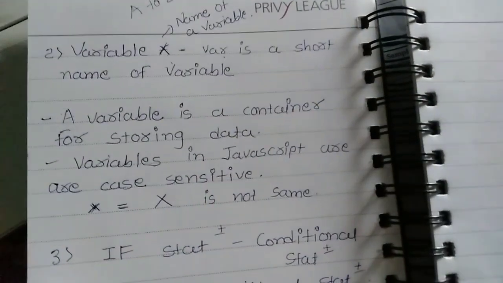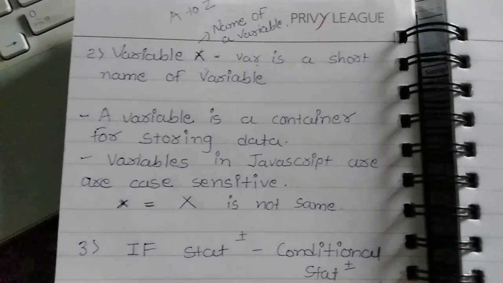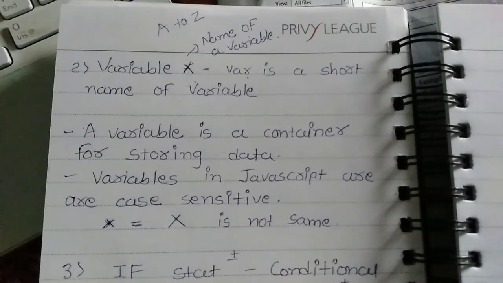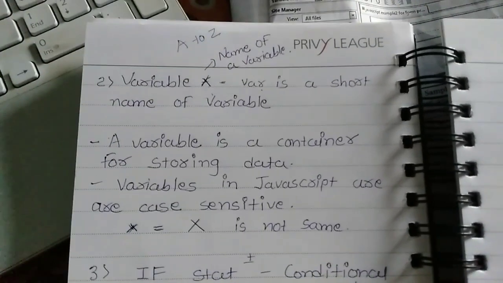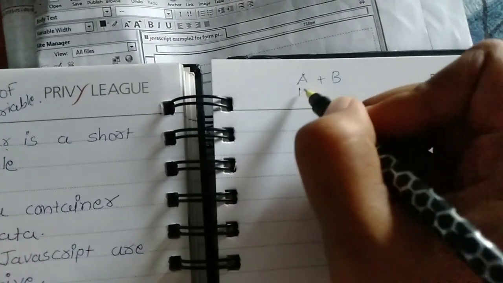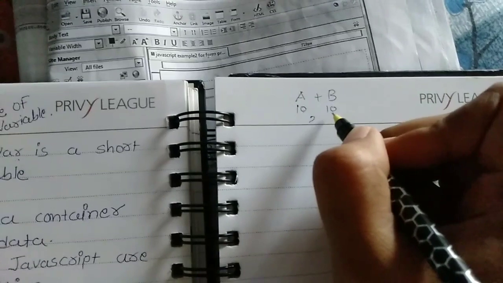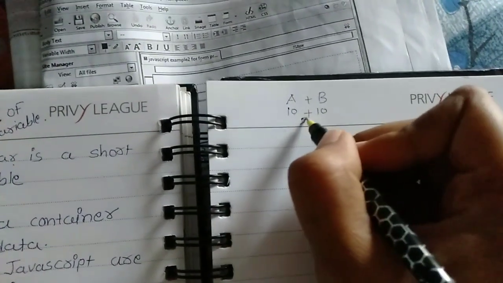Next, a variable means what? Variable is a container for storing data. Variable acts as a container, and a container is used for storing data. For example, I want to calculate a plus b. For example, a is 10, b is 10. 10 plus 10 is 20.